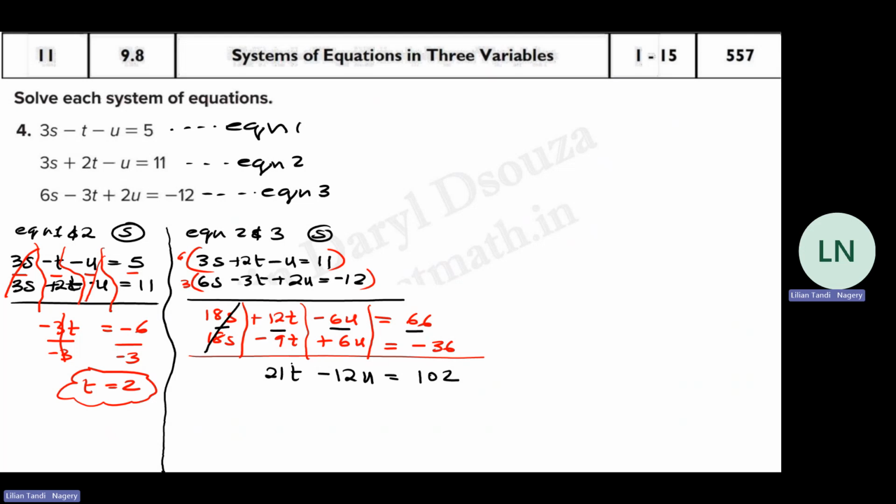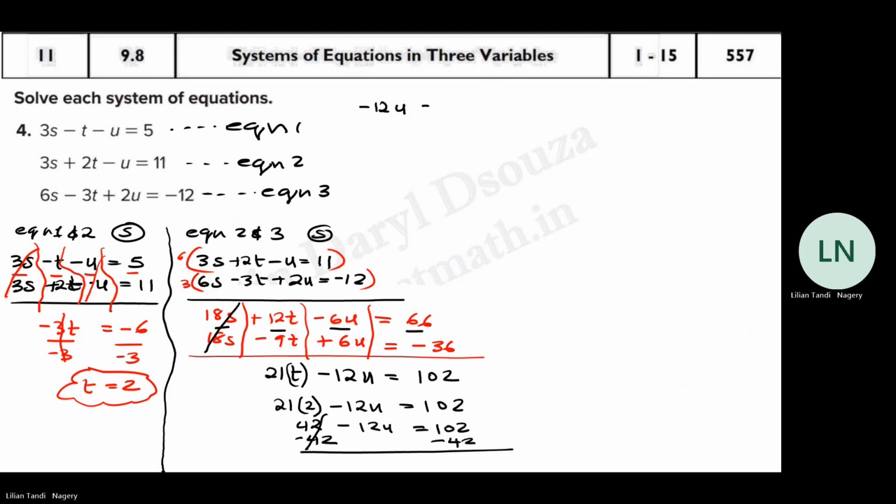But I know T. T is 2. So 21 times 2 minus 12U equals 102. 42 minus 12U equals 102. Minus 42 both sides, this goes away. So you're going to have negative 12U equals 60. Divide by negative 12. U should be negative 5.